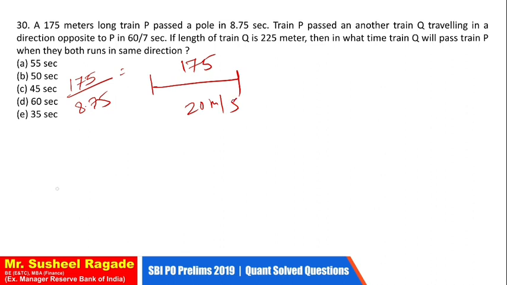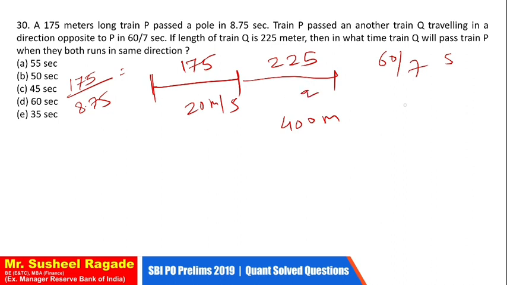Train P passed another train Q traveling in a direction opposite to P in 60 divided by 7 seconds. The length of train Q is 225 meters. Then in what time will train Q pass train P when they both run in the same direction? Both in the same direction. So first we will see what is the speed of train Q. So total distance is 400 meter.